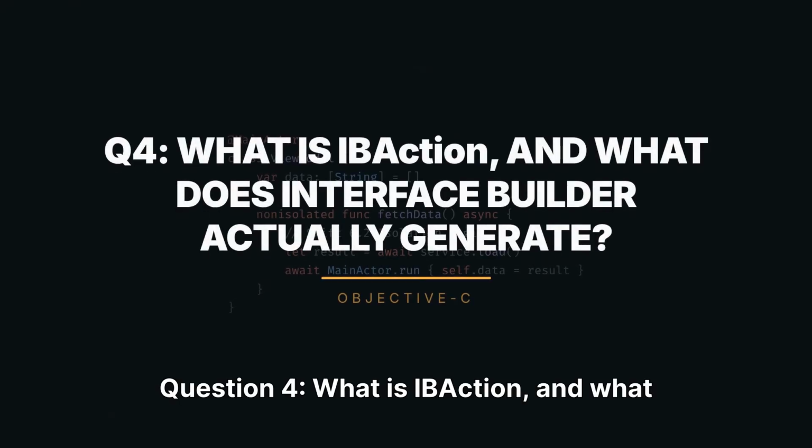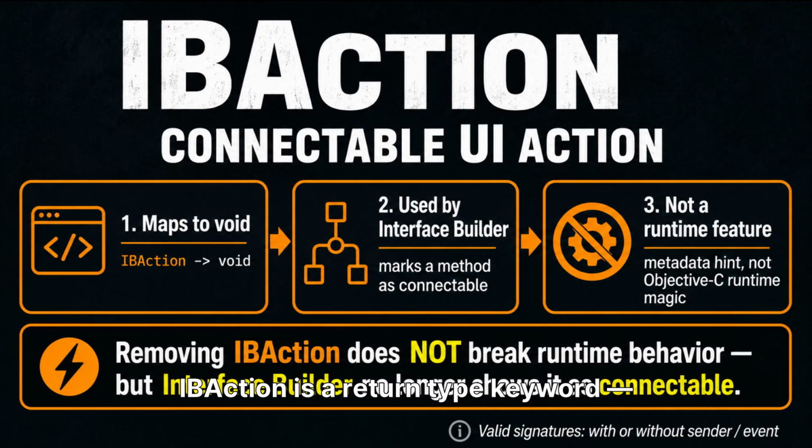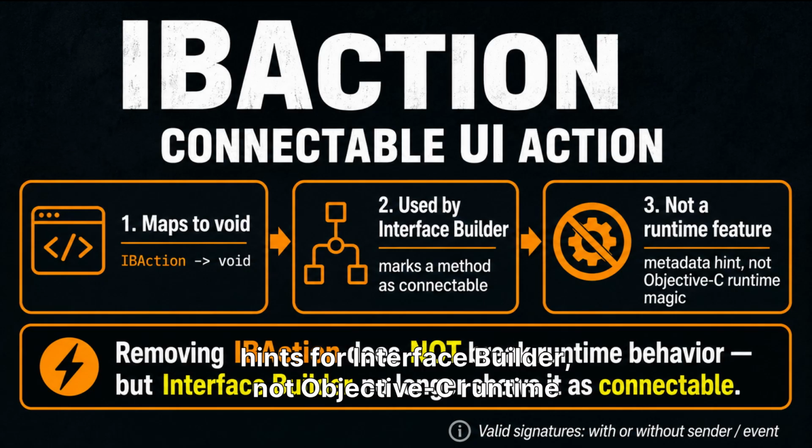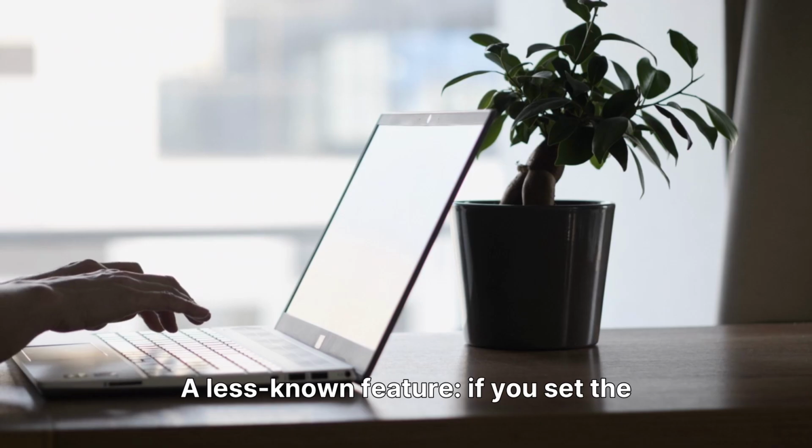Question 4. What is IBAction, and what does Interface Builder actually generate? IBAction is a return type keyword. It maps to void at compile time. That marks a method as connectable to a UI event in Interface Builder. Xcode writes an IBAction method when you connect an action. There are 4 valid signatures, with or without sender and event. IBAction and IBOutlet are macros expanding to hints for Interface Builder, not Objective-C runtime features. Removing the keyword does not break the runtime connection, but it removes the metadata Interface Builder uses to show that method as connectable.